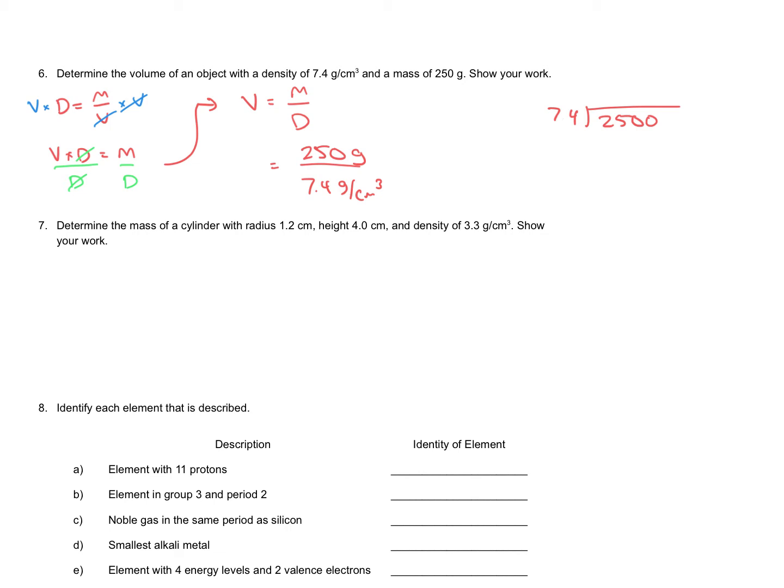Okay, so 74 does not go into 2. It does not go into 25, but it will go into 250 3 times. So that will be 74 times 3 is 222, because 4 times 3 is 12, and 70 times 3 is 210. So in total, that's 222. Then we do subtraction here. So that's 28.